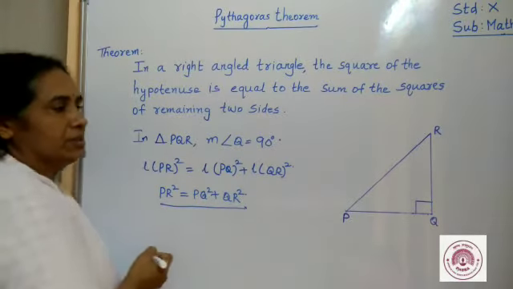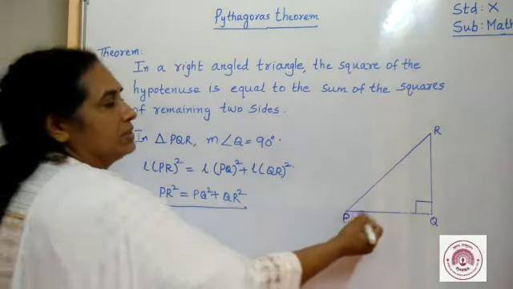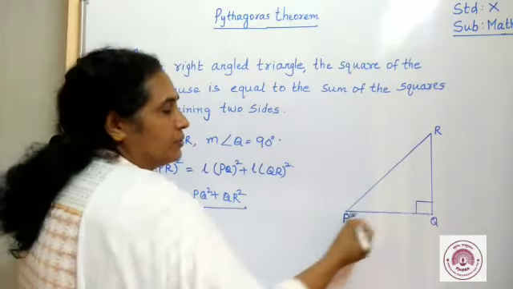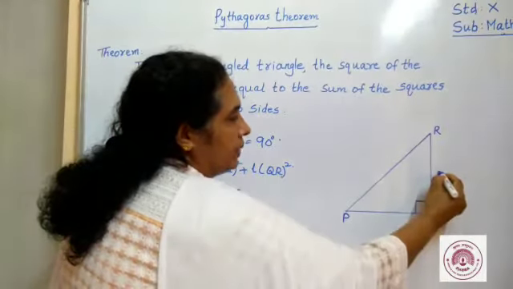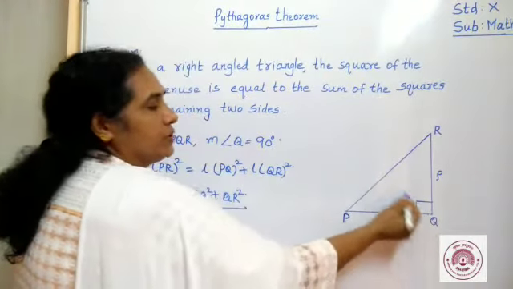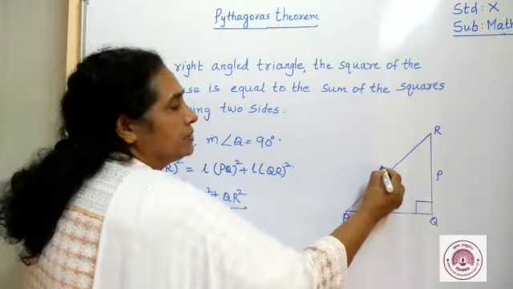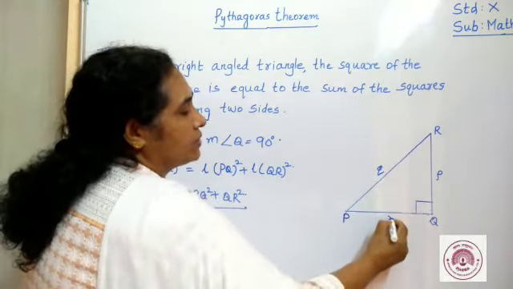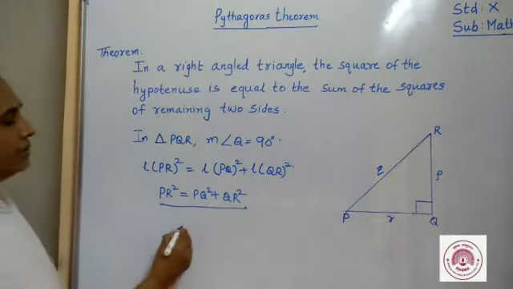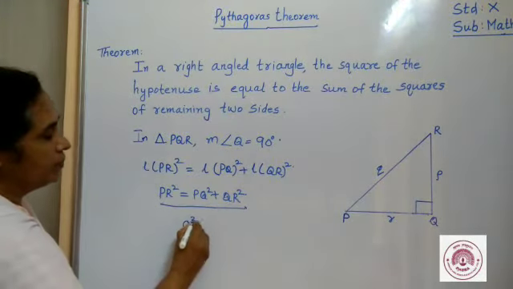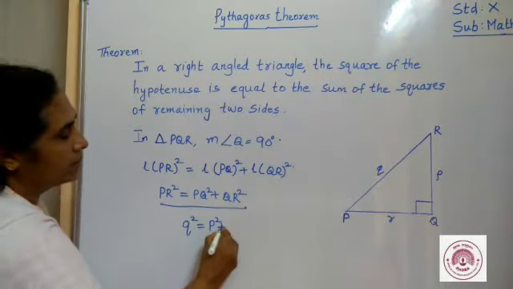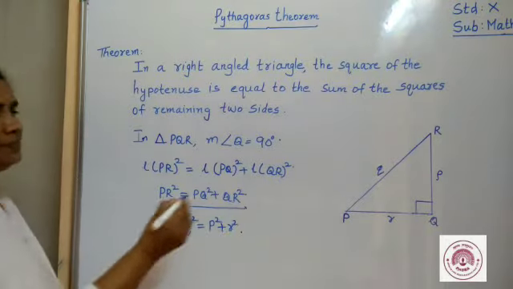So this is the Pythagoras theorem. And if we write the lengths of these sides like this: the side opposite to vertex P is small p, the side opposite to angle Q is small q, and the side opposite to R is small r, then we can write q square is equal to p square plus r square.